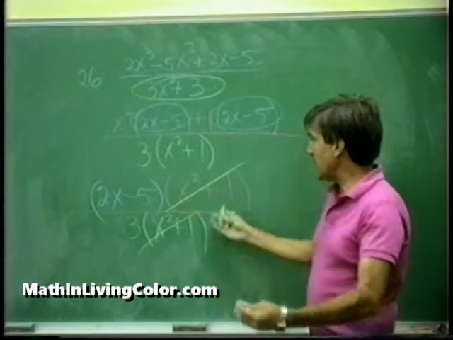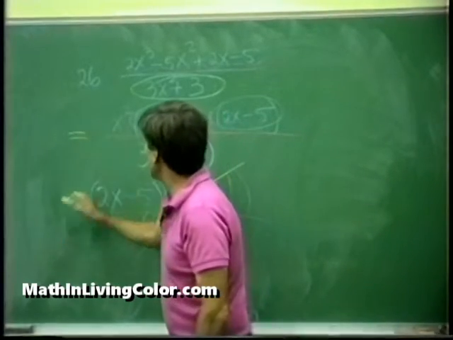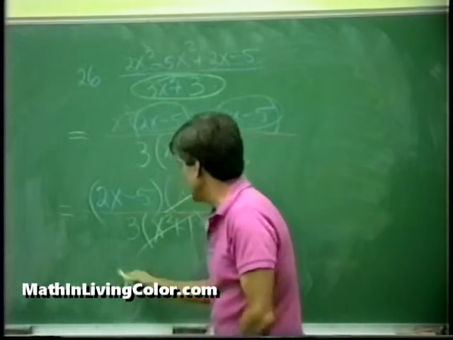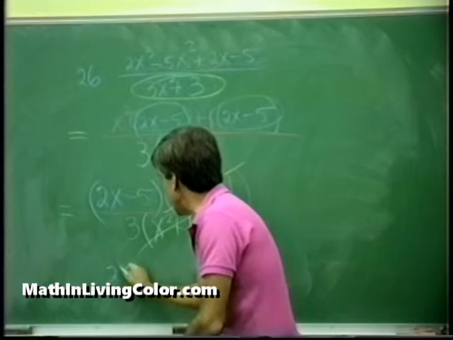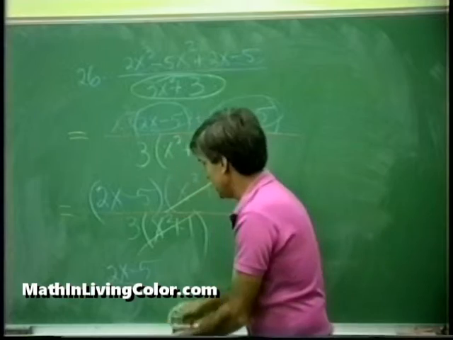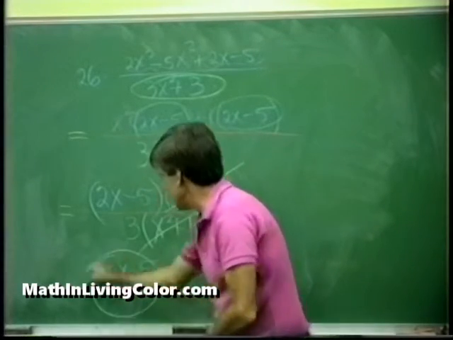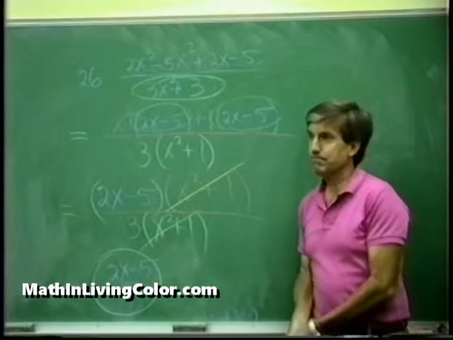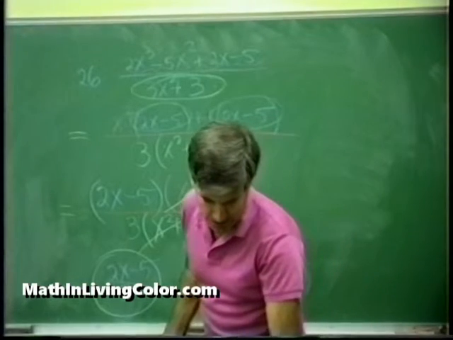And now, the final answer, what is it? 2x minus 5 divided by 3. Okay? Any questions on that? Okay. I think that'll take care of that section.